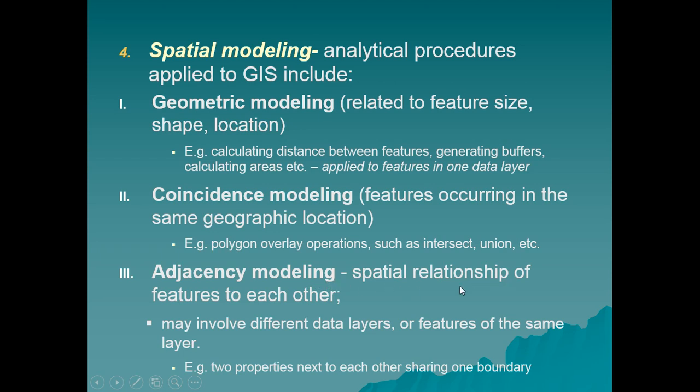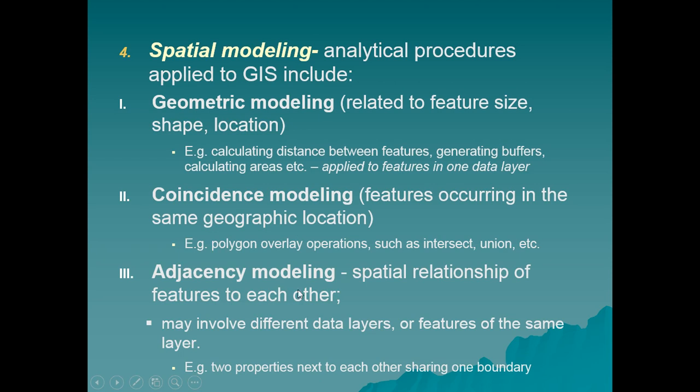These are spatial relationships of features to each other. This may involve different layers. Alright, the coincidence modeling also involves different layers. So it may involve different layers and features of this, or features of the same layer. So this third one here, it may be different layers or the same layer. For example, you have two properties next to each other sharing one boundary.